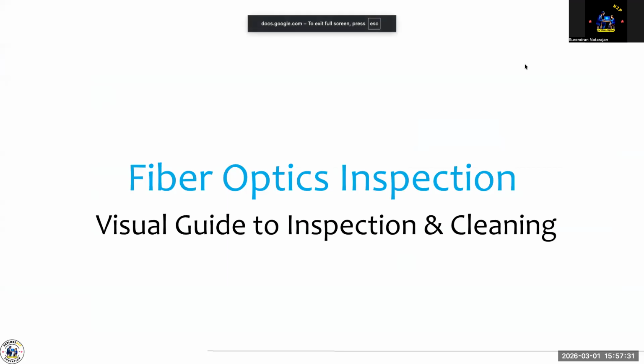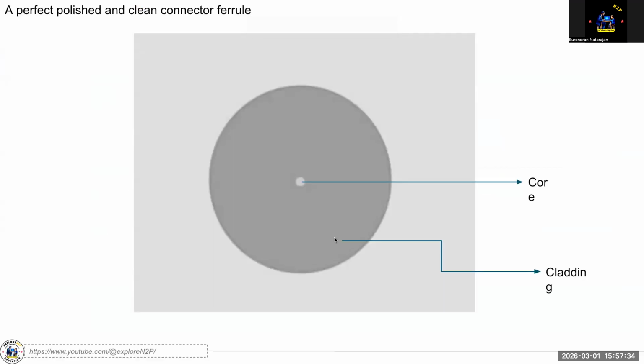How to check the fiber here. If you see it in a microscope, then only you can see the core. This is the core area. This is the cladding area. With the naked eye, you can't see that.